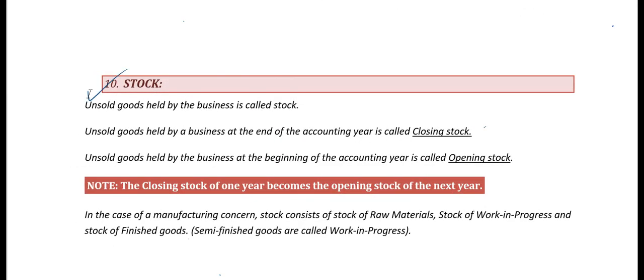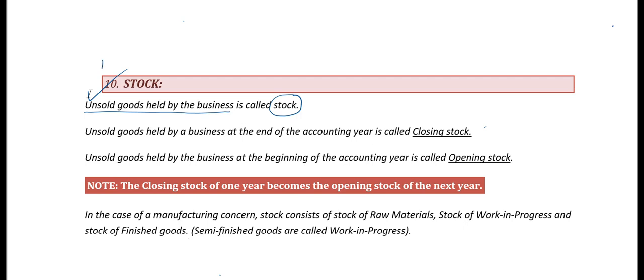10th term, stock. Unsold goods held by the business is called stock. So the previous term we learnt was goods. We learnt that goods is what the company deals with, what it buys and sells. Now unsold goods, goods unsold still in the godown of the company, that is called stock.